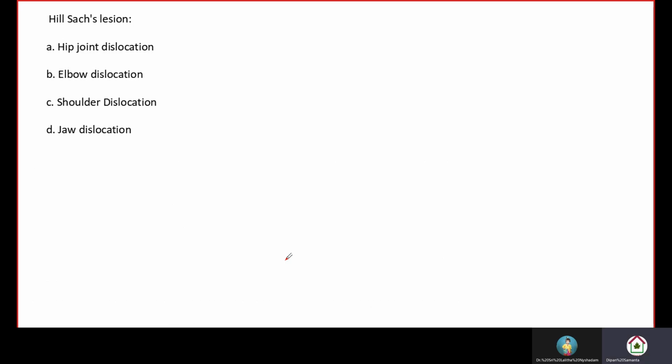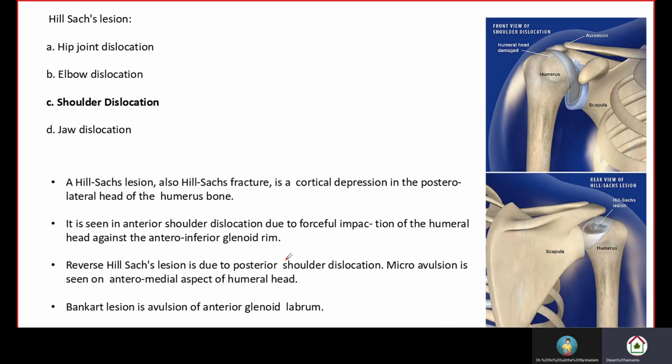Hill-Sachs lesion: hip joint dislocation, elbow dislocation, shoulder dislocation, jaw dislocation. Hill-Sachs lesion is found in shoulder dislocation. It is also called Hill-Sachs fracture. It's a cortical depression in the posterolateral head of the humerus bone.